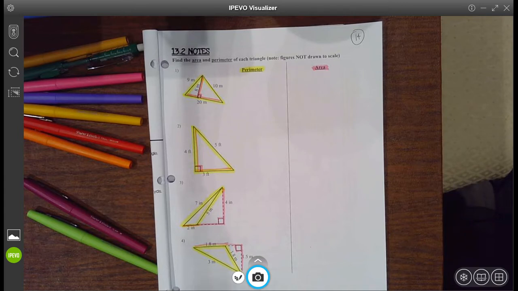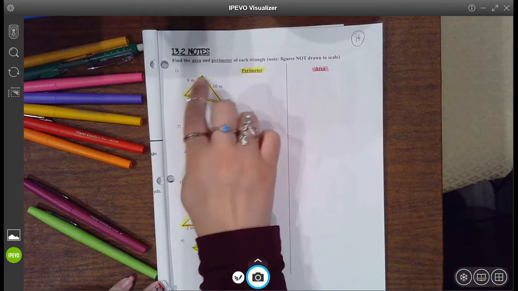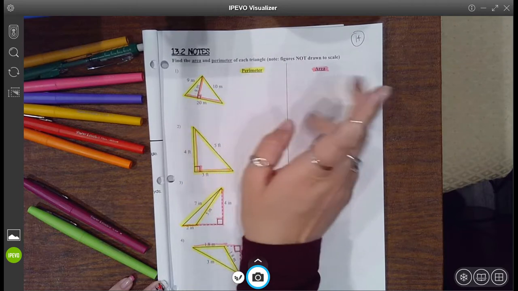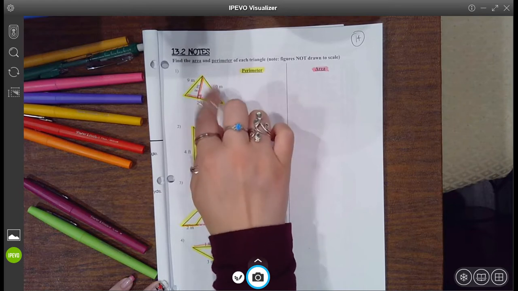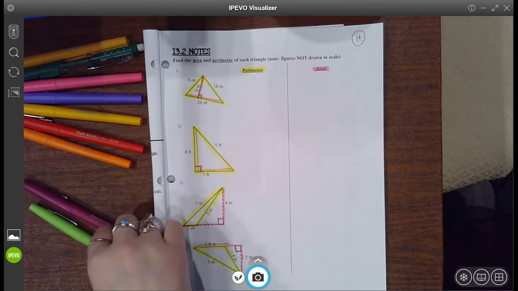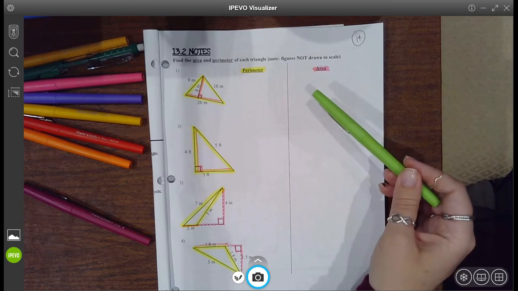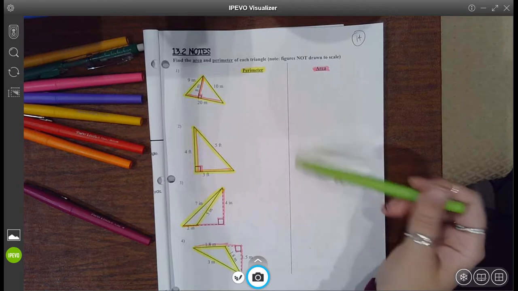One thing that helps me when you're finding the perimeter is that the perimeter is the outside of the figure, and it's always the solid lines. So just to draw attention to them, I highlighted the perimeter in yellow. Those are all the solid lines. And for the area, I highlighted the two things that are going to help me with the area in pink.